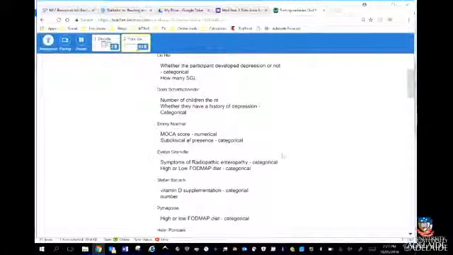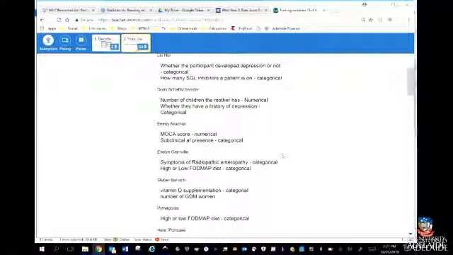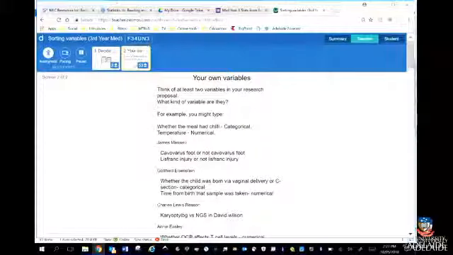Whether they have a history of depression, categorical. Number of children that the mother has, that's a numerical, well done. All right, you've all got this down pat, you're doing extremely well. This is the most important thing that you can learn to do to make sense of choosing what statistics goes with what. Excellent. I'm going to move on. I'm going to leave that open in case you want to play with it.